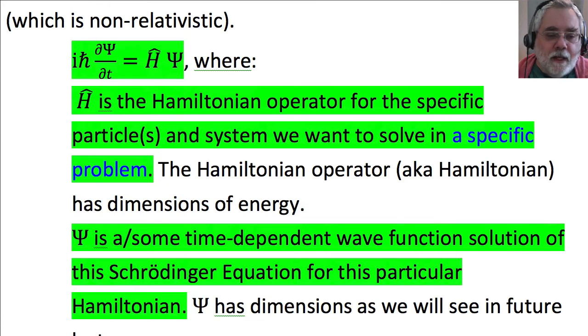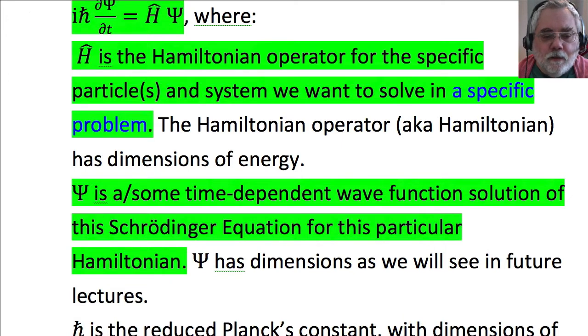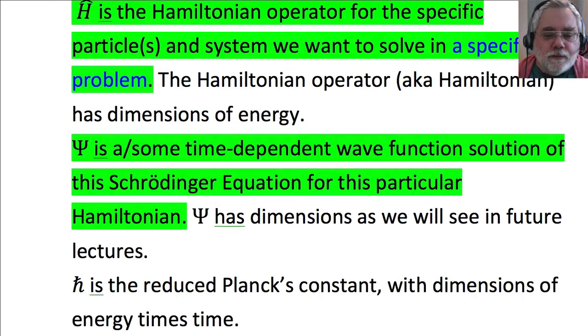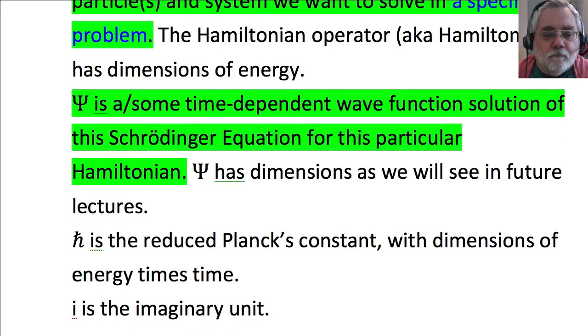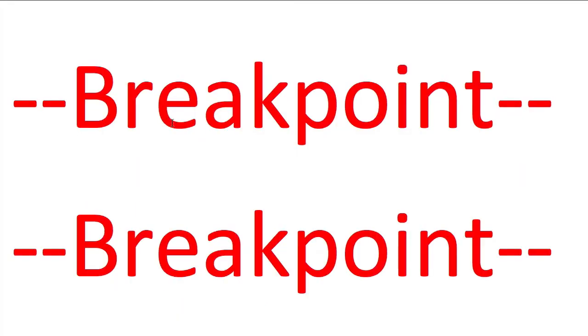Capital psi is some time-dependent wave function solution of this Schrodinger equation for this particular Hamiltonian, so specific to a specific problem. Psi has dimensions, as we'll see in a future lecture, but we don't need those dimensions today. H bar is the reduced Planck's constant with the dimensions of energy times time, and i is the imaginary unit. This is a possible time to take a break.